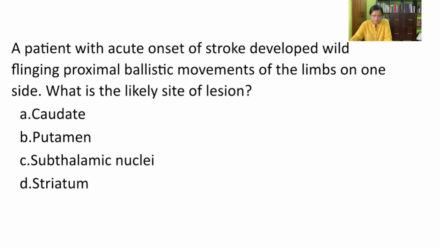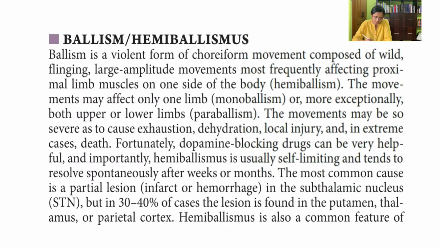The first question is, a patient with acute onset of stroke developed flinging proximal ballistic movements of the limbs on one side. What is the likely site of lesion? Here, look at the keywords. These flinging proximal ballistic movements happening on one side. So what he is having is hemiballismus, and the most common site of lesion in hemiballismus is the subthalamic nucleus. So this is the answer. You can see the reference over here.